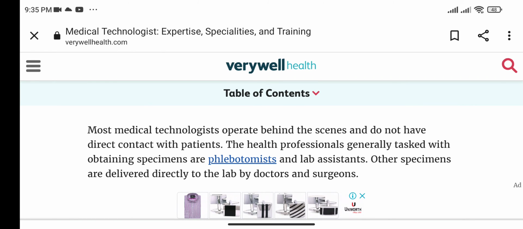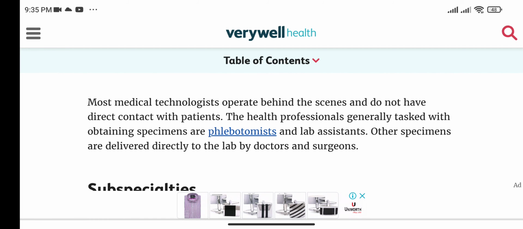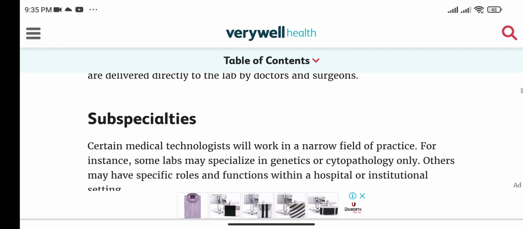Most medical technologists operate behind the scenes and do not have direct contact with patients. The health professionals generally tasked with obtaining specimens are phlebotomists and lab assistants. Other specimens are delivered directly to the lab by the doctors and surgeons.